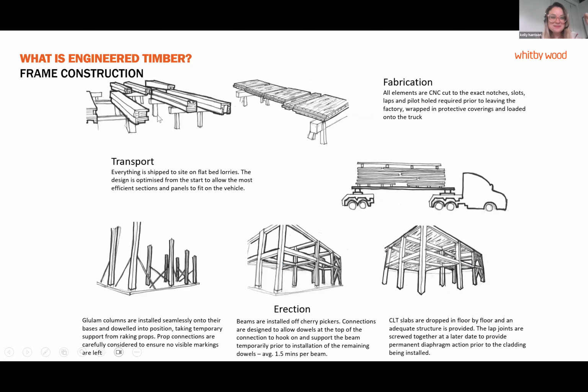So what do we do when we have a frame construction, a glulam frame with some CLT floors? What happens now? You've just seen some images of the glulam beams being made in the factory. They're made with all their little notches and holes and steps, whatever they need, and the CLT in the same fashion. CNC cut, pilot holed, wrapped in protective coating, and then put onto the truck.